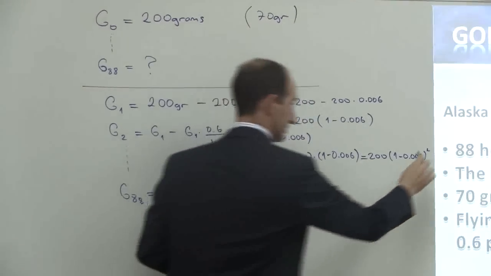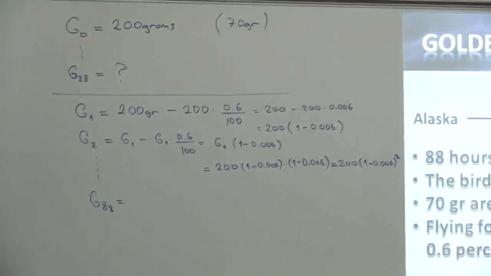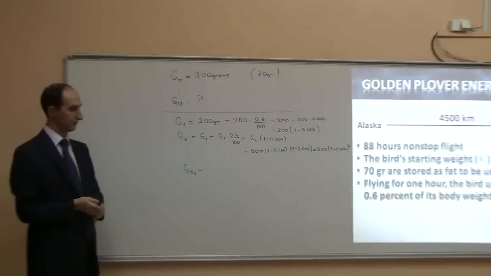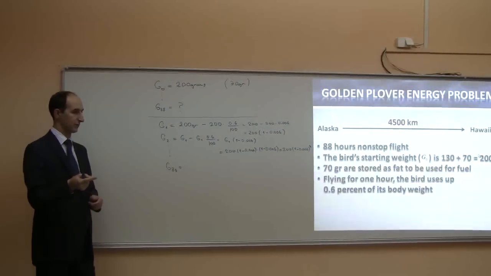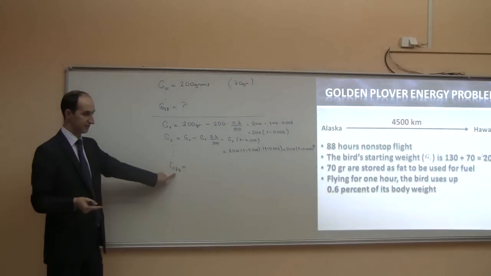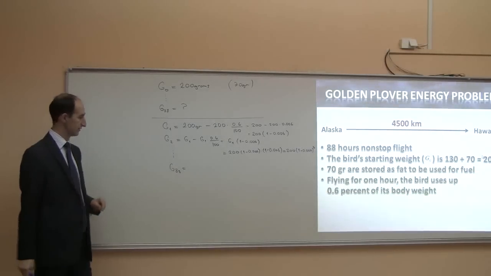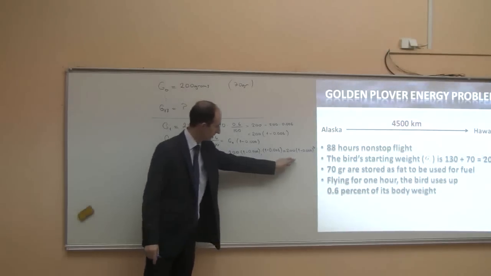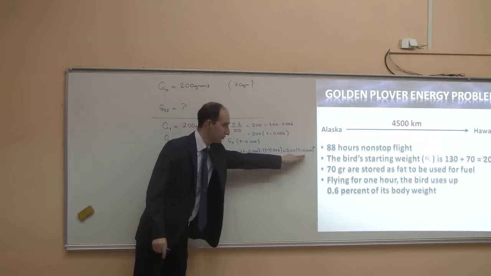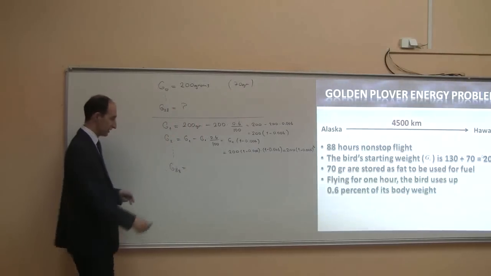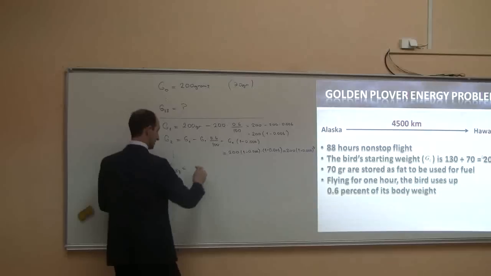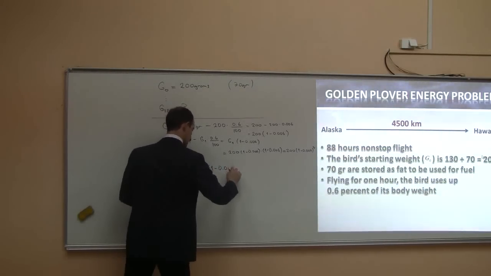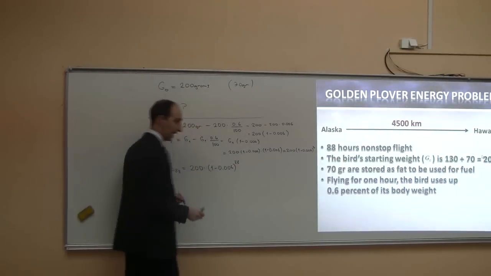So it's equal to 200 times (1 minus 0.006) squared. Sir, that means that G88 is equal to 200 times (1 minus 0.006) to the power 98? 98 or 88? 88. Yes, you are right, James. So, after the second hour, its weight will be this. It can be found using this formula. After 88 hours, like Jenny said, it will be 200 times (1 minus 0.006) to the power 88.